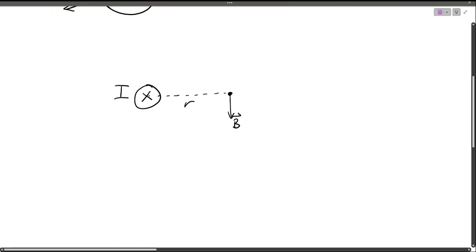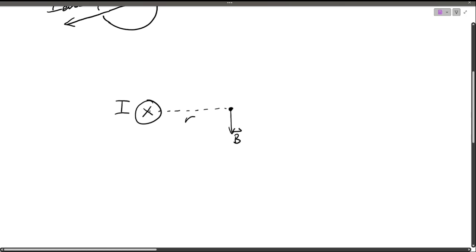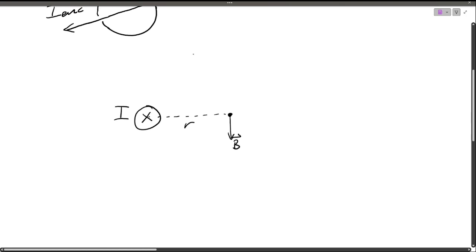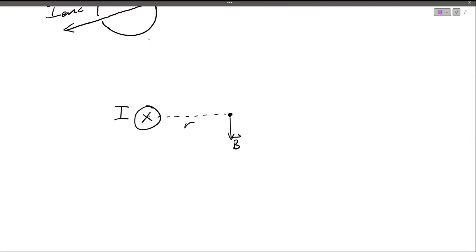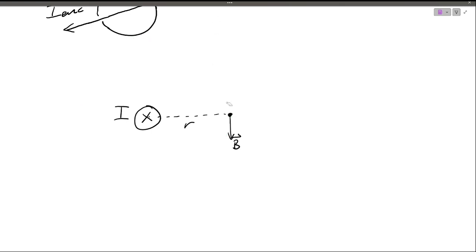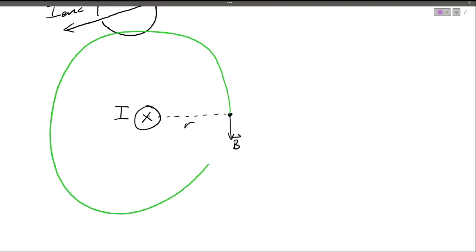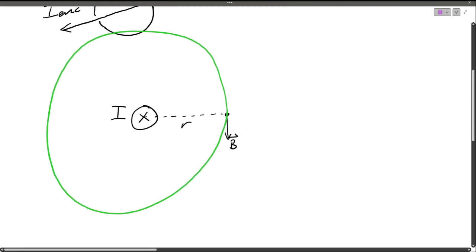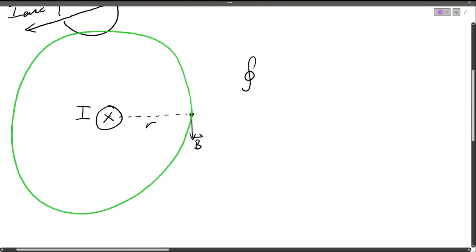But what is the magnitude? What we're going to do is draw an Amperian surface, which includes your point on its edge. I'll use green. I don't like the circle I've drawn here, so I'm going to redraw it. But you just draw a circle that includes your point. Good enough. And then you write your Ampere's law.